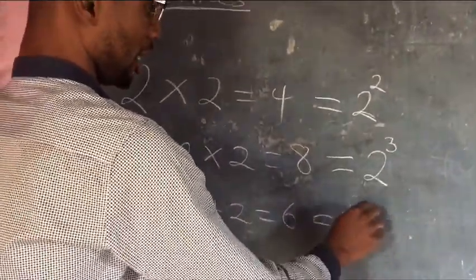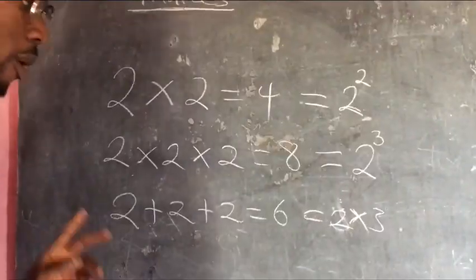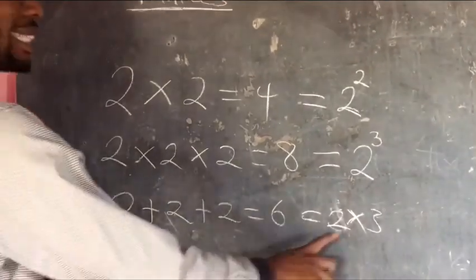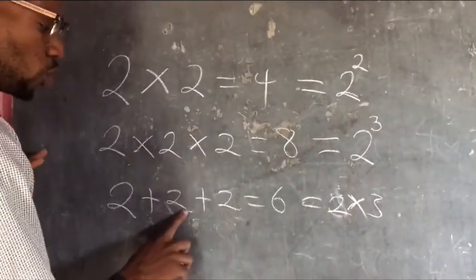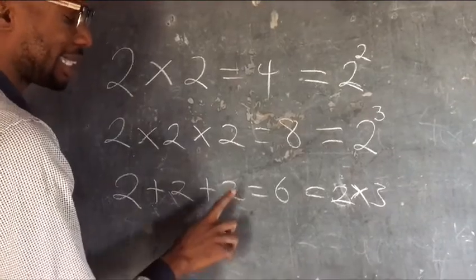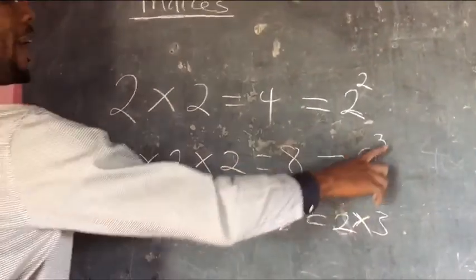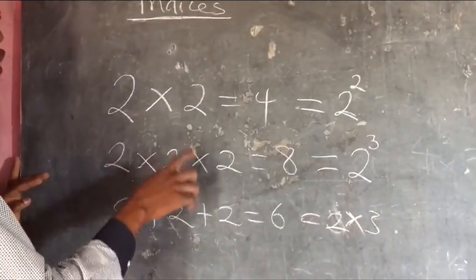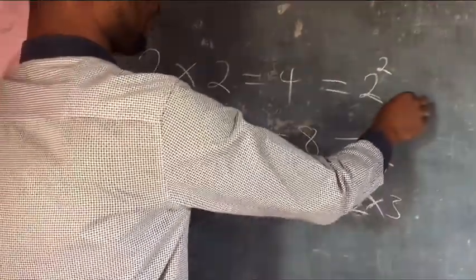Now you see, 2 raised to the power 3 is different from 2 times 3. This one is 2 times 3, no confusion. 2 times 3 means multiple addition. I'm adding 2 three times, and that will give me 6. But this one, 2 raised to the power 3, means I'm multiplying 2 multiple times.